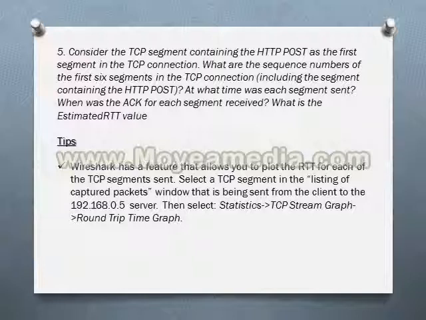Question number 5. Consider the TCP segment containing the HTTP POST as the first segment in the TCP connection. What are the sequence numbers of the first 6 segments in the TCP connection, including the segment containing the HTTP POST? At what time was each segment sent? When was the ACK, or acknowledgement, for each segment received? And what is the estimated RTT value?